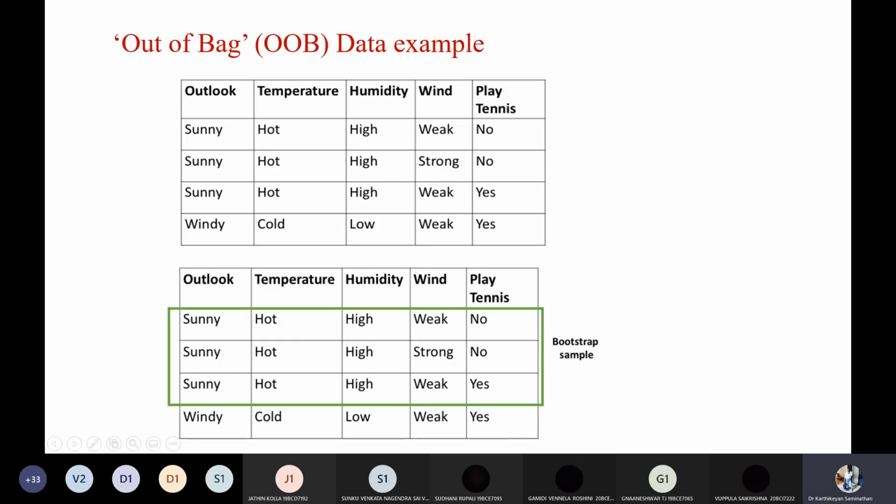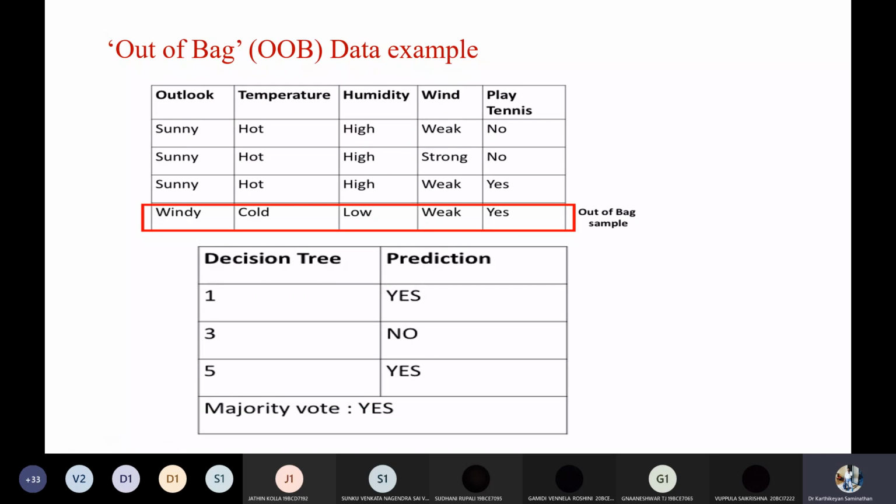So now when you say bootstrap sample, the logic is we are taking a few samples from the data set. Assume this is your main table, 4 rows. Here I am considering only sunny, sunny, sunny. So windy is left over. This is actually your OOB. This one is not selected, so it is the out of bag sample. We will consider only the first 3: yes, no, and yes. So finally there are 2 yeses. Majority voting, so yes will be the winner.